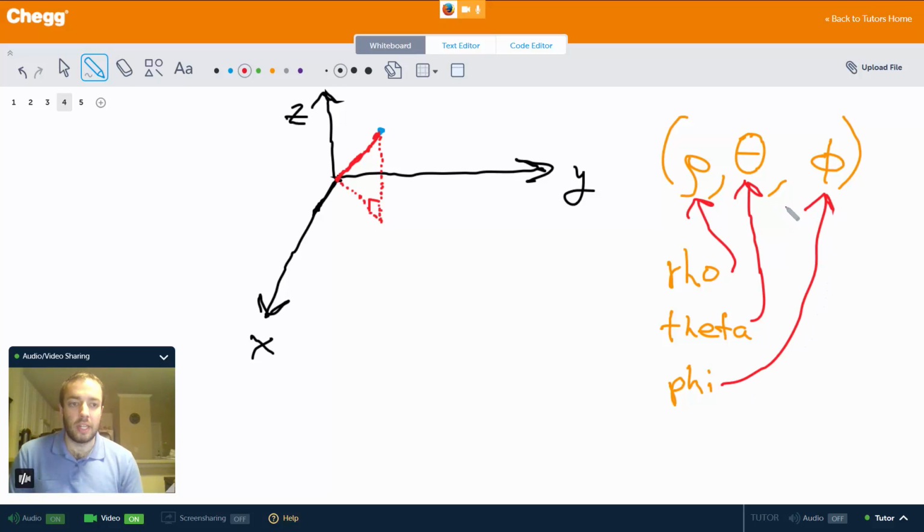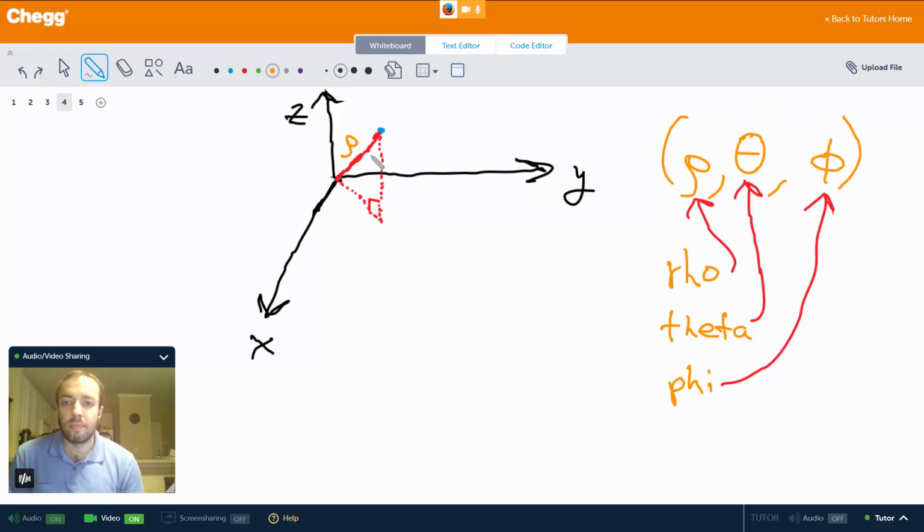So you might be looking at this picture and wondering, okay, what are these things here? What do they represent? Well, rho sort of takes the place of r. So rho is just this distance here. So rho takes the place of r from polar and cylindrical coordinates. So you might be asking yourself, why don't we just use r? Well, this is sort of the standard that has come to be throughout the years.